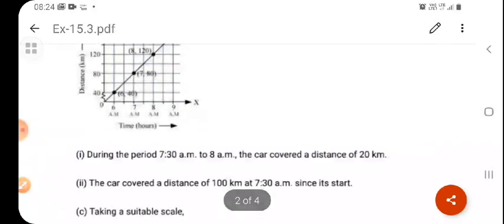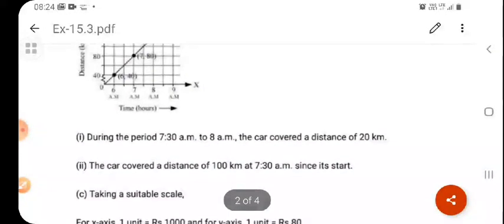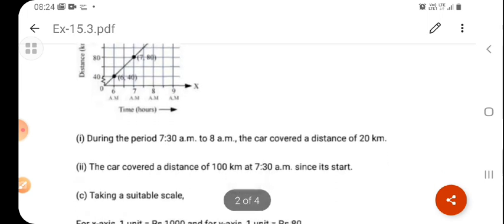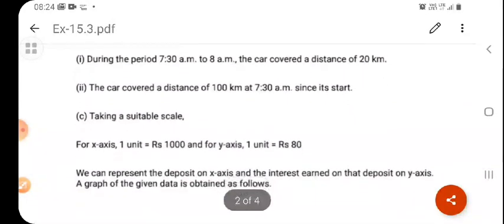Okay, again the next part is distance covered. The car covered a distance of 100 kilometers at 7:30, that is, 100 kilometers at 7:30 since its start. And from 7:30 to 8 there is a difference of 100 and 120, so a 20 kilometer difference. So taking a suitable scale we can form the graph C.